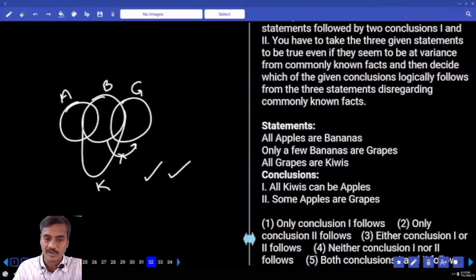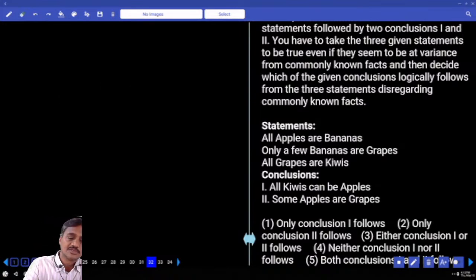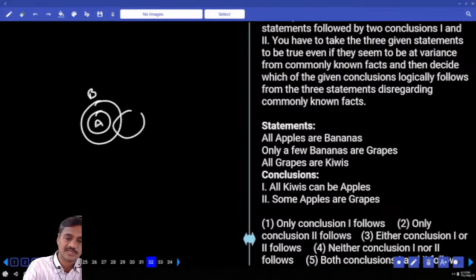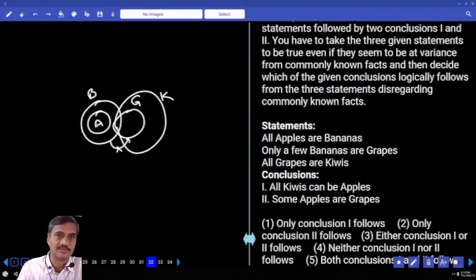Then 32: all apples are bananas. Now these are the apples that are bananas. All apples are bananas, and only a few bananas are there, but not all. And all grapes are kiwi. This entire grape is a part of this kiwi. Then coming to this one, all kiwis can be grape, apples.